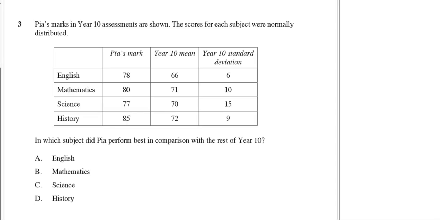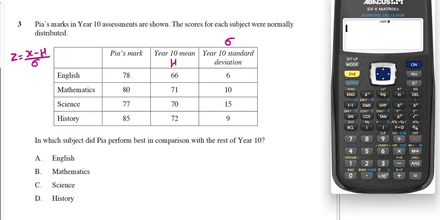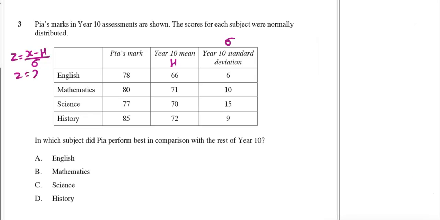Okay, because we're being asked about comparison to everyone else, we know we need to figure out the Z scores. So in each case, Z equals score less the mean divided by the standard deviation. This is the mean, this is the standard deviation. So we need to use a calculator to get each of those. So 78 less 66 is that, divided by 6 is that. So in the first case, Z equals 2. We need to do all of them.